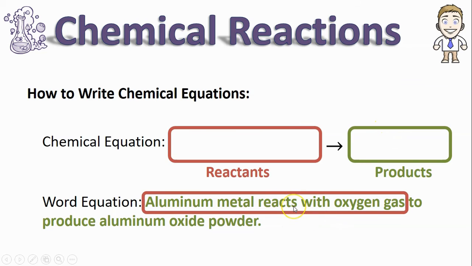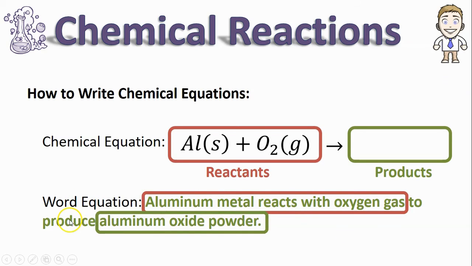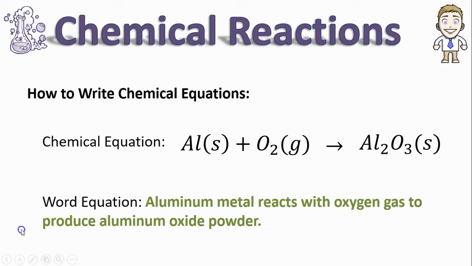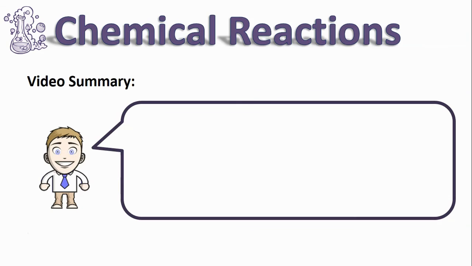You'll see words like reacts with. So aluminum metal reacts with oxygen gas tells you what two formulas to write on the reactant side. My product can be found where it says to produce aluminum oxide powder. So on the right-hand side of the arrow, I put the symbol for aluminum oxide. That concludes this video on writing chemical equations. Here's a brief summary.